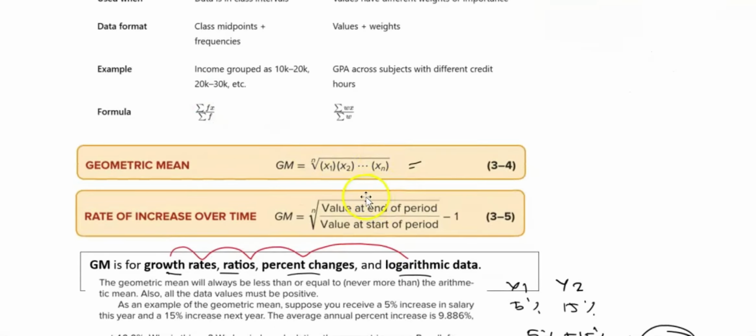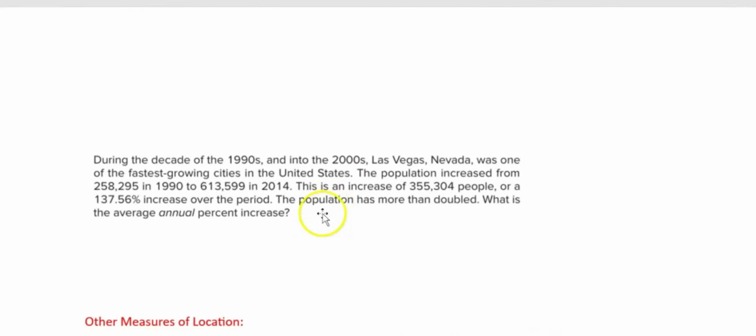Another formula that we have is for when we have one value at the beginning of a period and another value at the end of a period, and we are asked to find the growth rate. This is the formula that we have. We're going to go through another example.